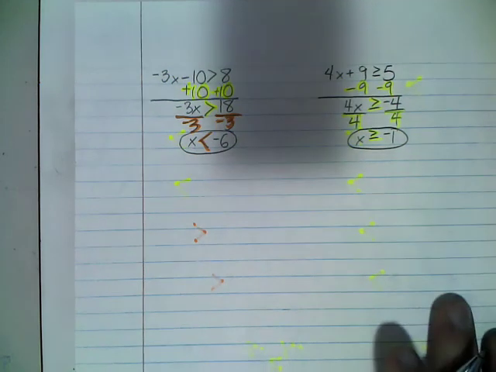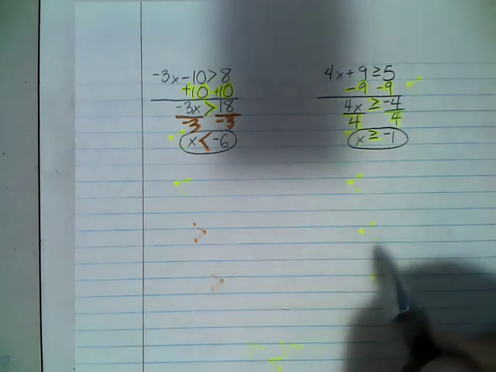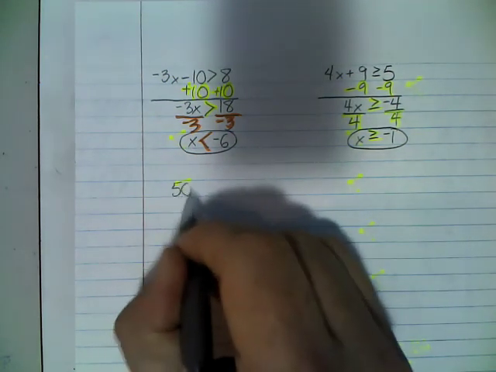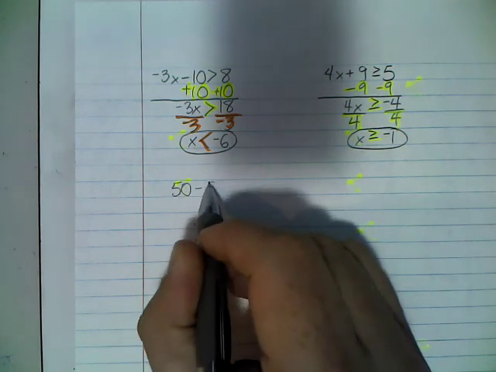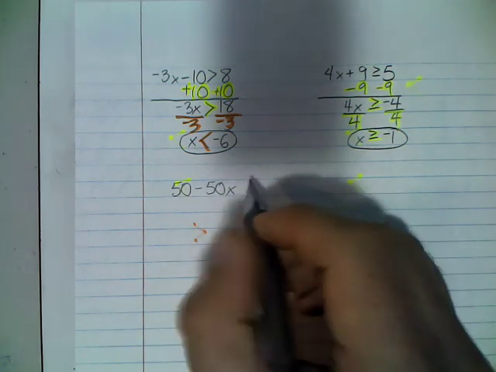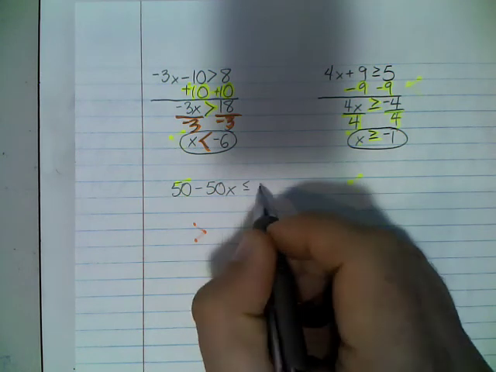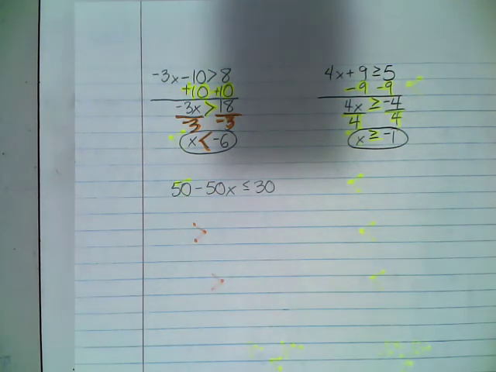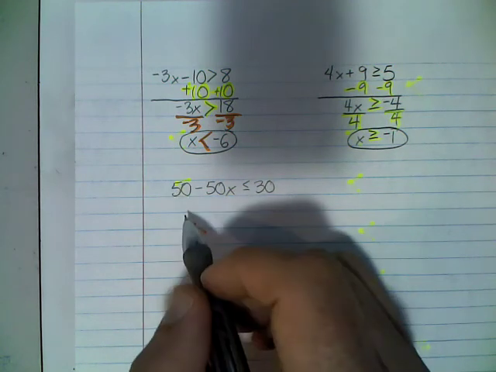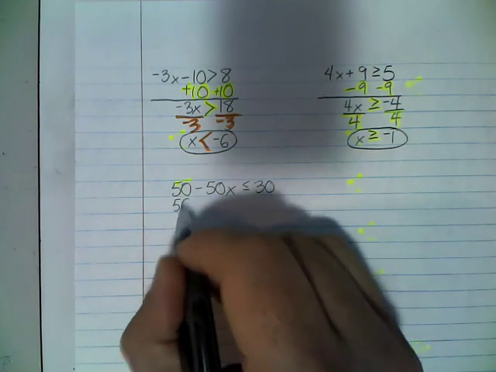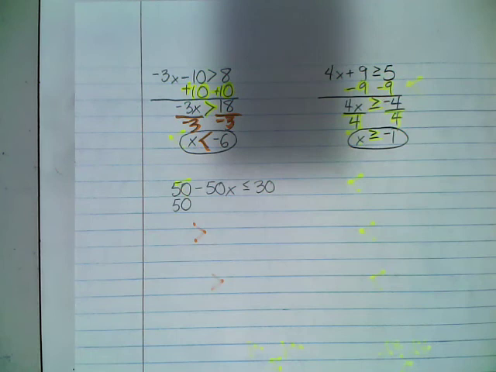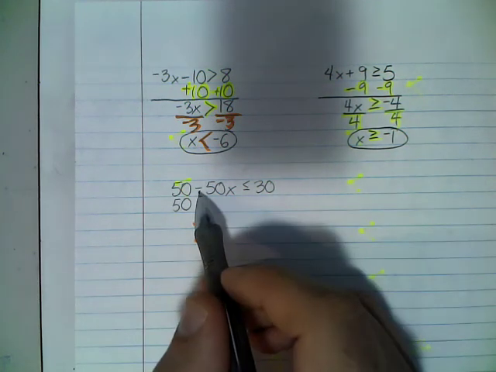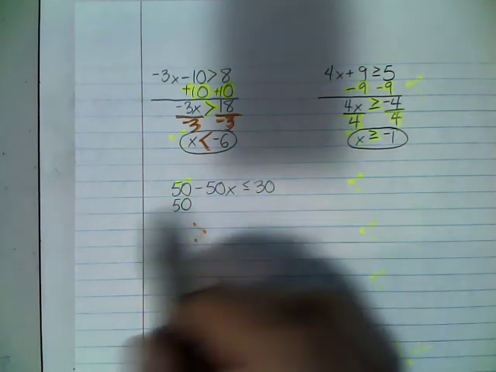For our next example, we're going to go ahead and look at 50 minus 50x is less than or equal to 30. So SADMEP would tell us to first take care of any subtraction or addition we have. So we're going to have to take care of this 50 first. And this is another place where students often make mistakes because we see the minus sign and say, okay, well, we must need to add 50 to both sides.